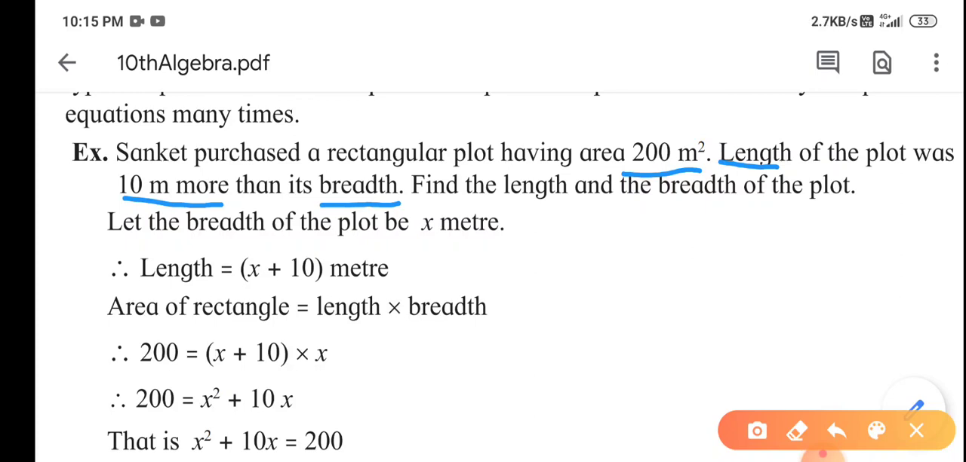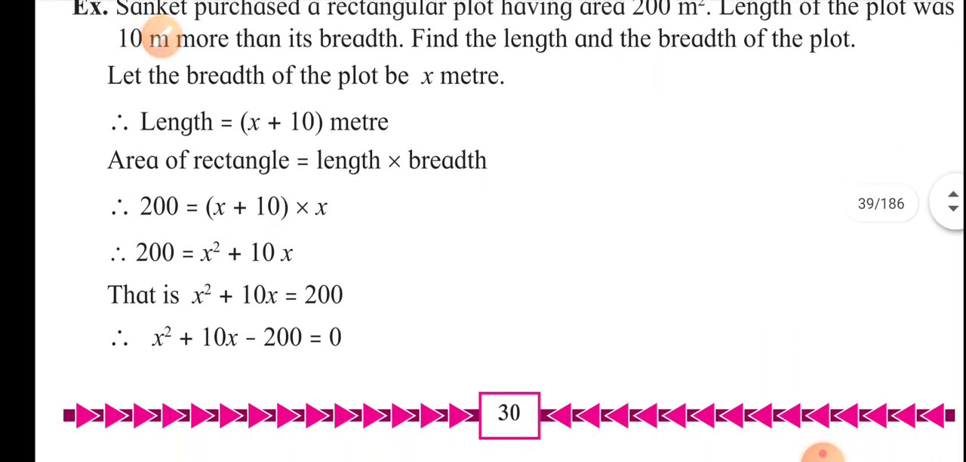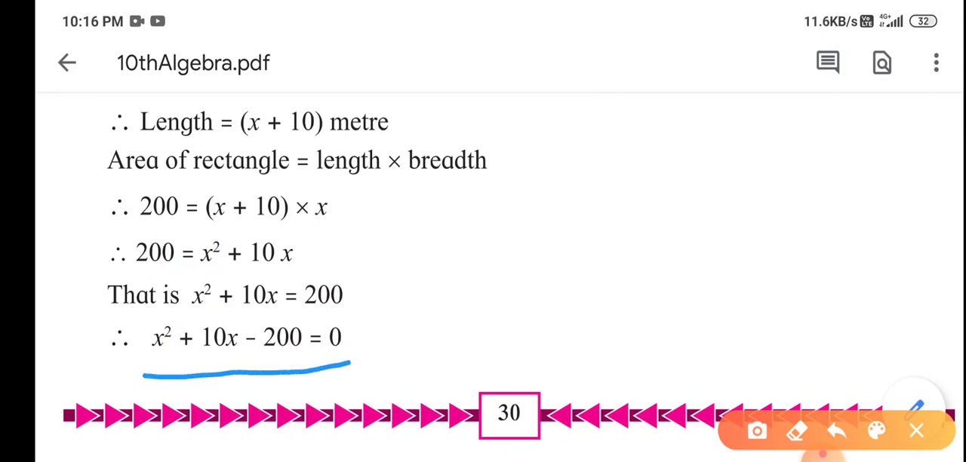Now we use the same formula: area of rectangle equals length into breadth. The area is already given, 200 meter square. So we can write 200 equals length into breadth, that is, x plus 10 into x. When we multiply these two brackets, x into x is x square, plus x into 10, that is 10x. When we transfer 200 to the right hand side, we get x square plus 10x minus 200.